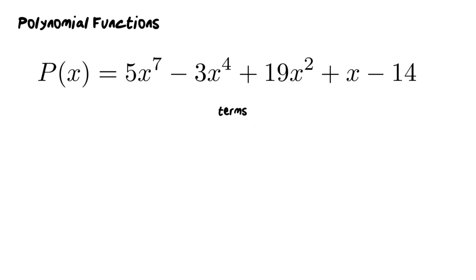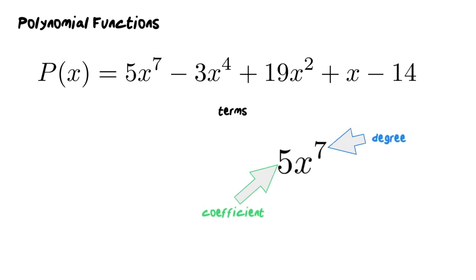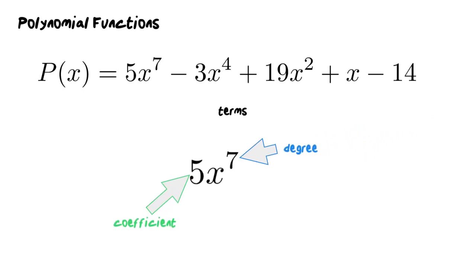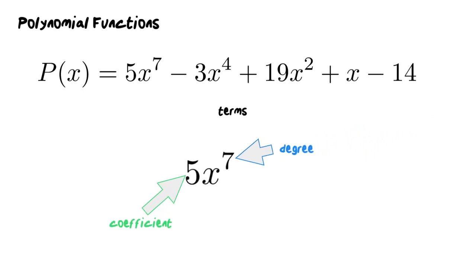All right, now let's take a look at each of the terms because there's some vocabulary when we look at each of those. So here's an example. This is the first term of the polynomial, 5x to the 7th. There are two pieces to this term that you need to know about, two pieces of vocabulary. One is the coefficient. The coefficient, that's the number in front multiplying the term. So 5, we would say, is the coefficient of this term.